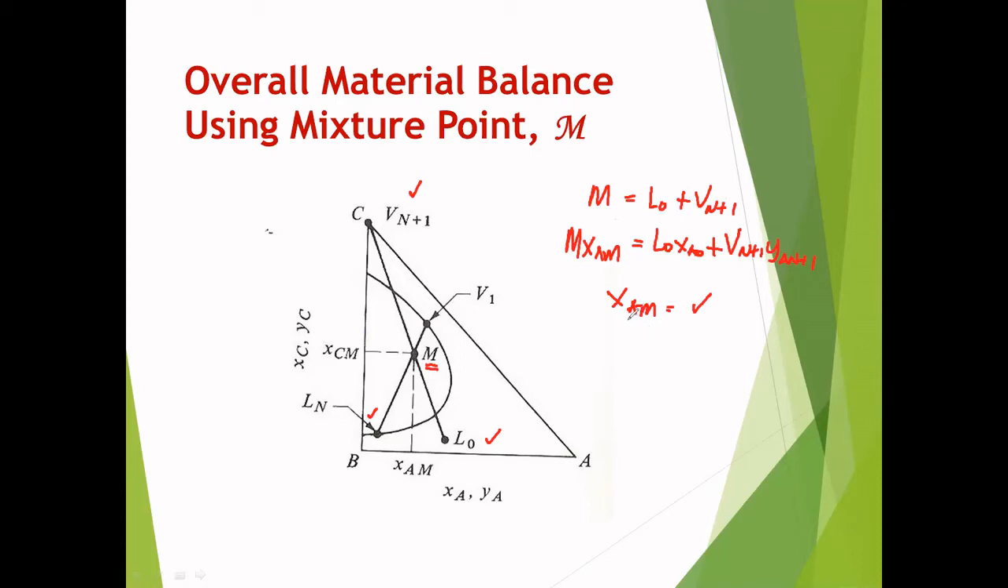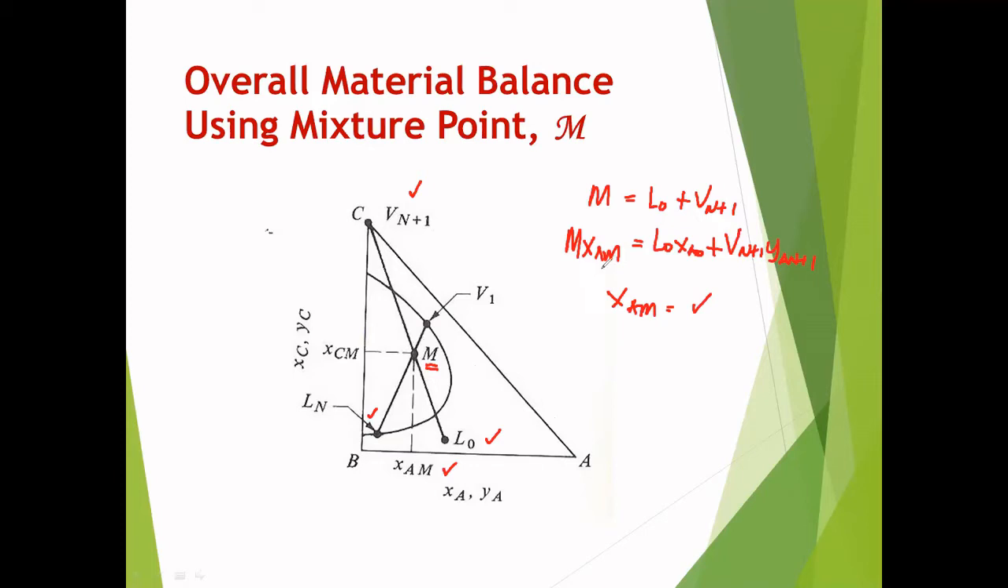How will you find the location of the M right on this line connecting LO and C? Very simple. What you're going to do is with the XAM that you got, you see this X sub AM here. You locate that particular value on the horizontal axis and you go up, project it on the line connecting LO and C, or rather LO and V sub N plus 1, because your V sub N plus 1 is right on point C. That would be your M.